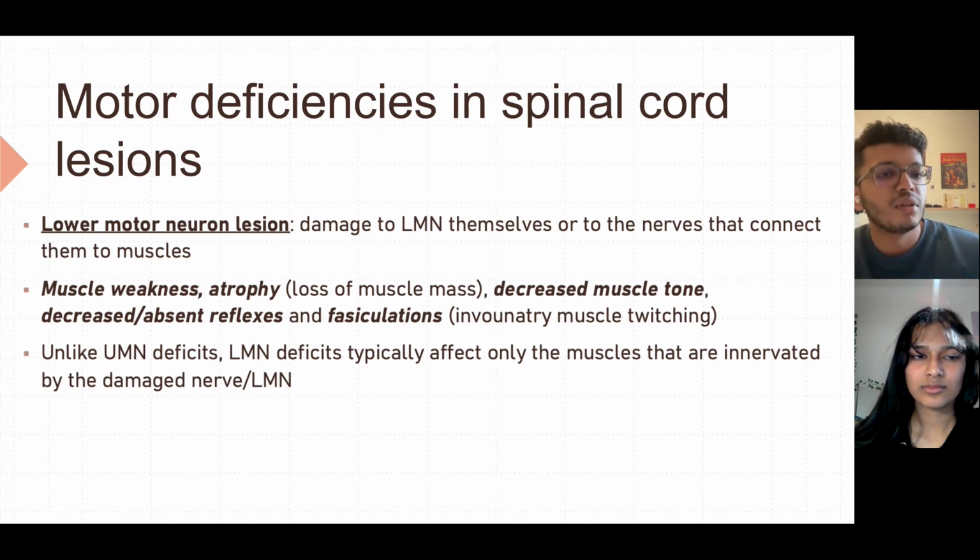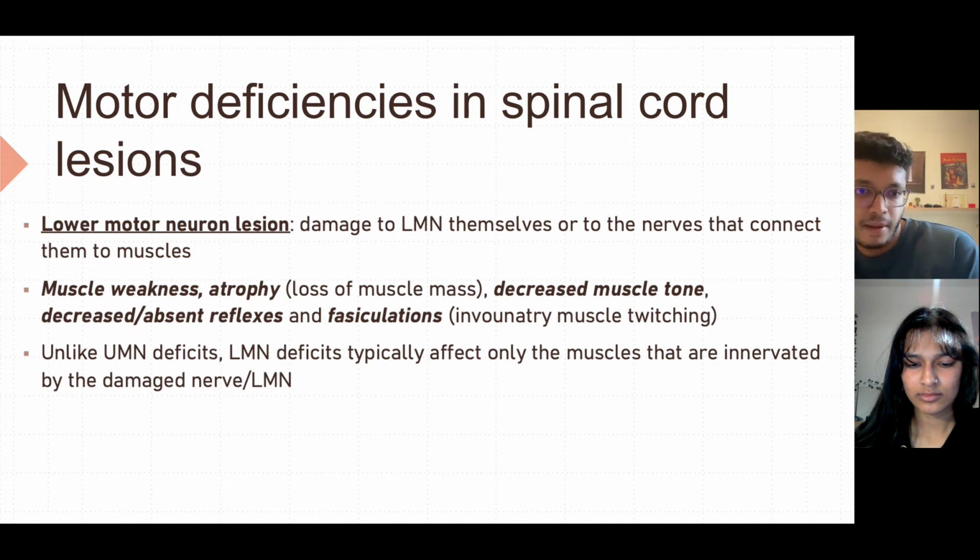And unlike upper motor neuron deficits, the lower motor neurons typically only affect the muscles that are innervated. And that kind of makes sense. If you cut the nerve that only innervates one muscle, only that muscle will be affected.